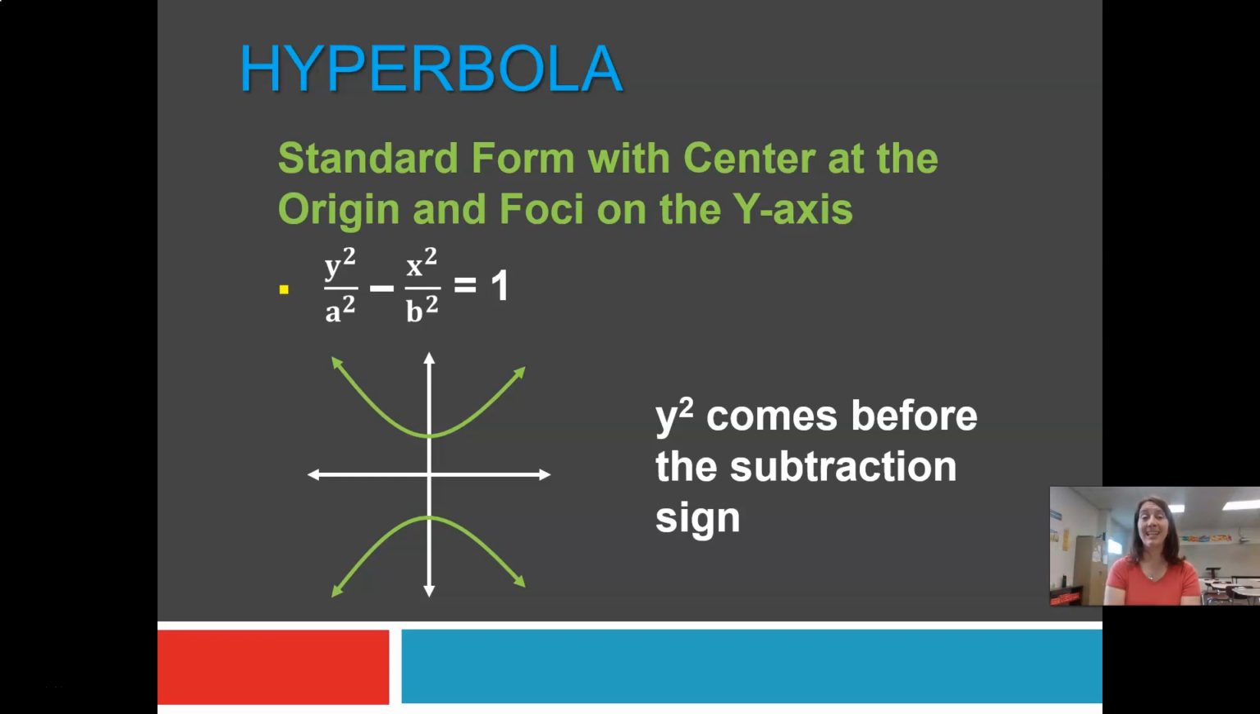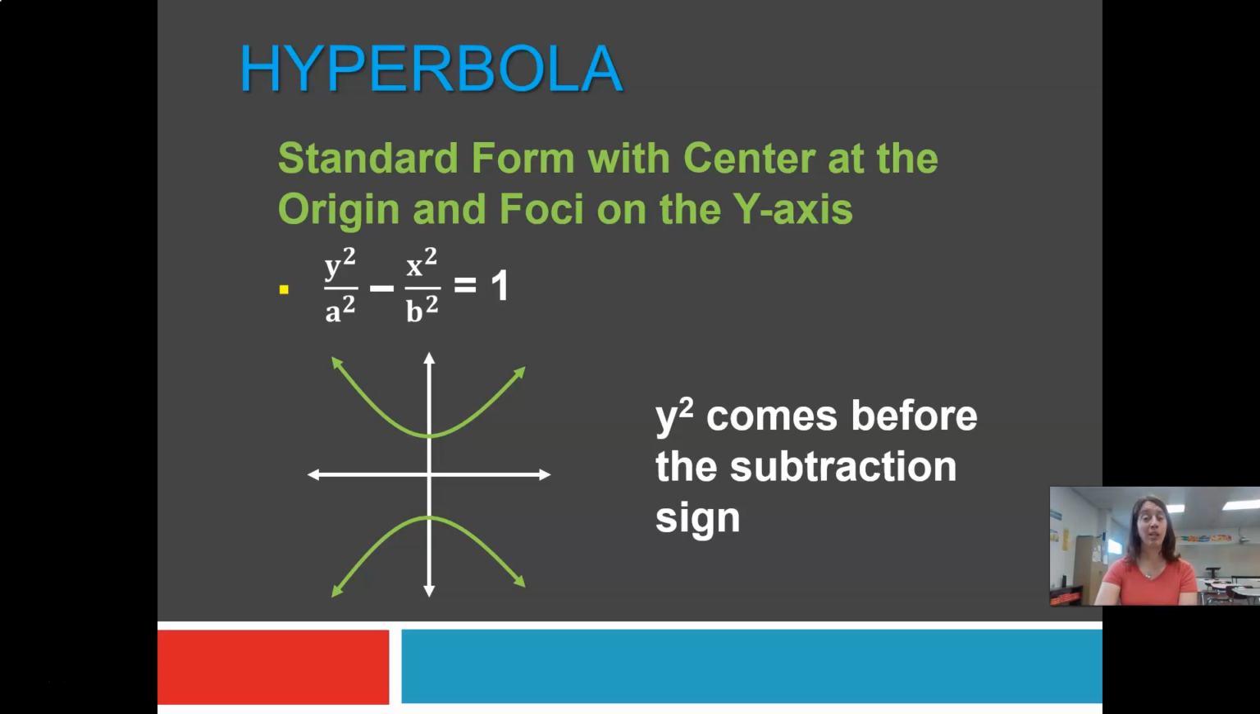So a moment ago, I said the graph was formed between two curves that were mirror images of each other, and that's what it's going to look like in the picture, depending on whether the x is first or whether the y is first. If the x is first, draw your hyperbola on the x-axis. If the y is first, then draw your hyperbola along the y-axis.